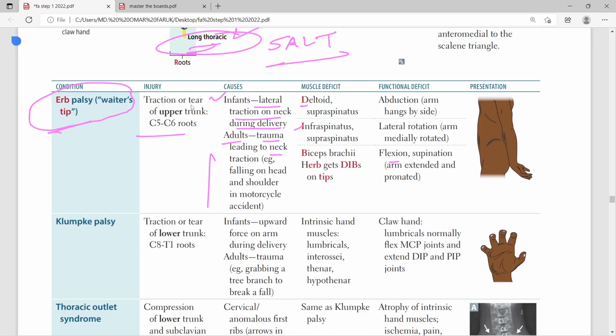In Klumpke's palsy, there is lower trunk compression. Here again, two parts. In infants, upward force on arm during delivery, and in adults, grabbing a tree branch to break a fall causes Klumpke's palsy.